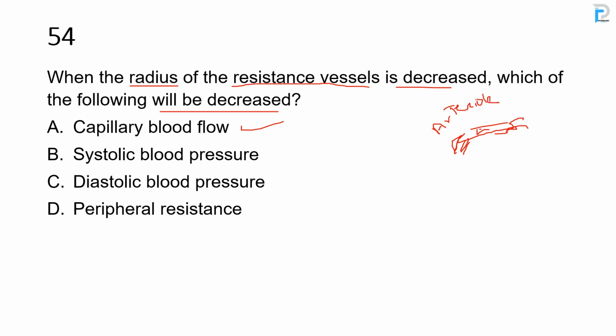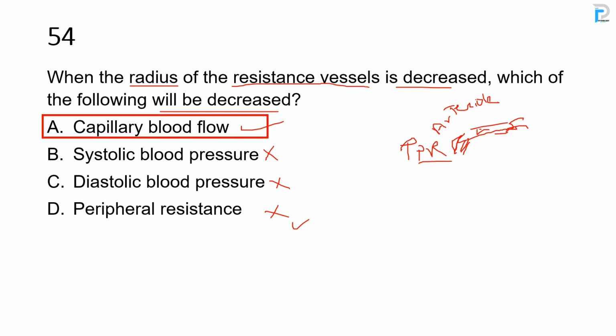Is systolic pressure going to decrease? Of course not, because here we have an increase in peripheral resistance, and the increase in peripheral resistance increases pressure, mainly diastolic, but systolic also increases. So this is also wrong, and peripheral resistance, as I mentioned, is going to increase. So vasoconstriction leads to an increase in peripheral resistance and an increase in blood pressure. Vasoconstriction to arterioles will result in a decrease in the blood flow to this particular capillary or tissue.